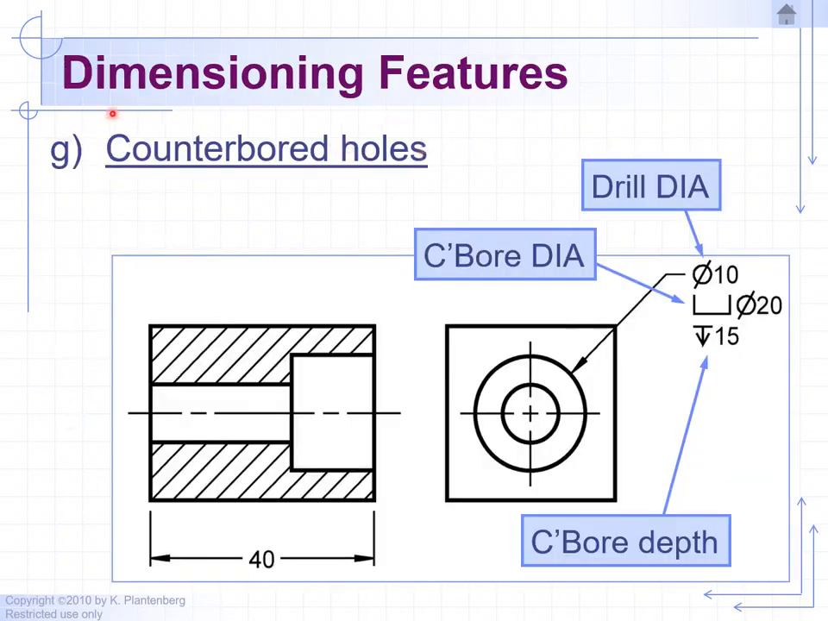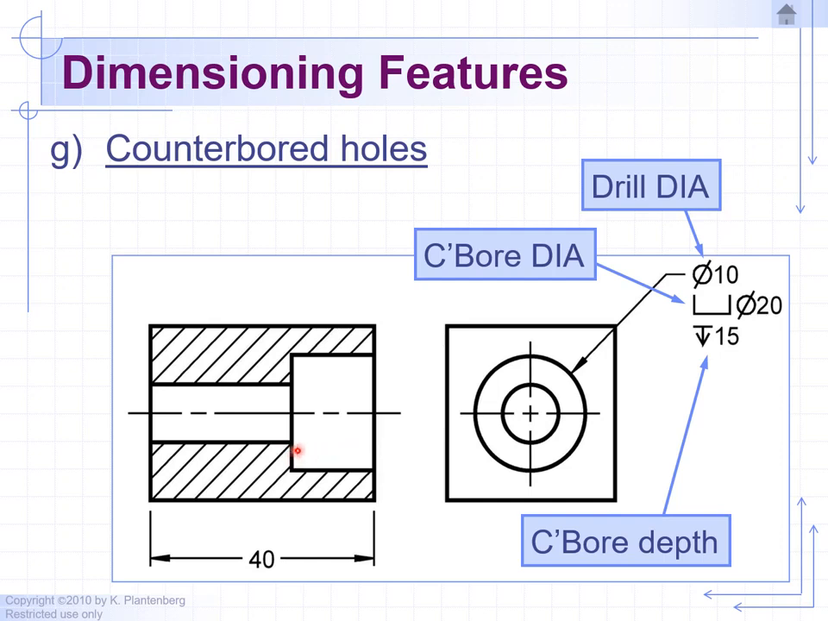Okay, counterbored holes. We did mention them earlier in the previous lecture when we were talking about symbols. Okay, a counterbored hole is basically a small diameter hole. So you drill a small hole through a block. So here we have the smaller diameter hole. And then you follow it with a larger drill with a larger diameter hole. And it doesn't go as deep as the first one. So the result is a counterbored hole. So a little small diameter hole followed by a larger diameter hole with a smaller depth.